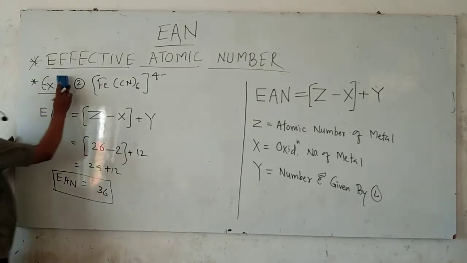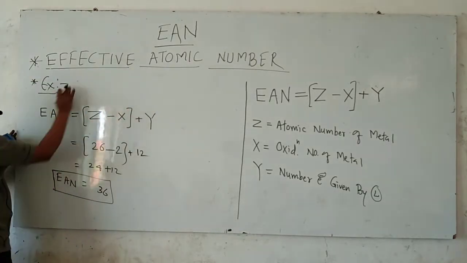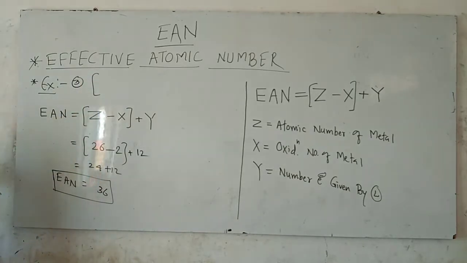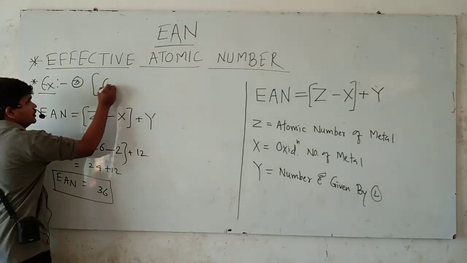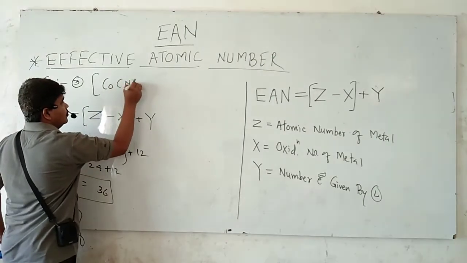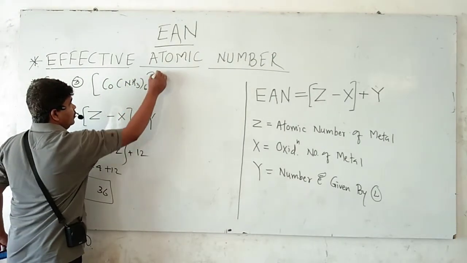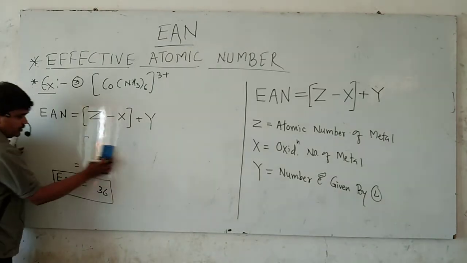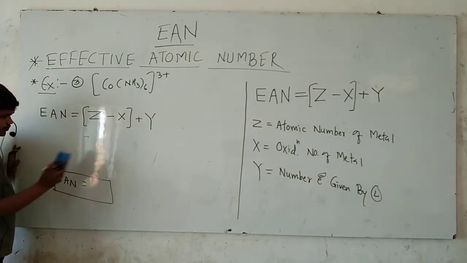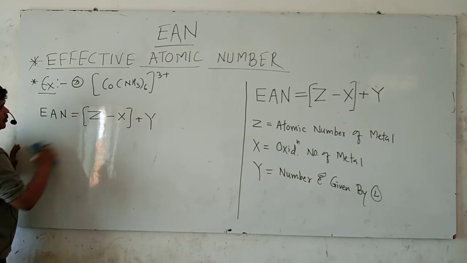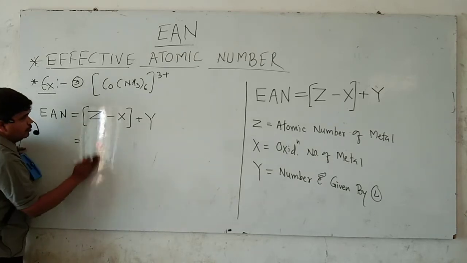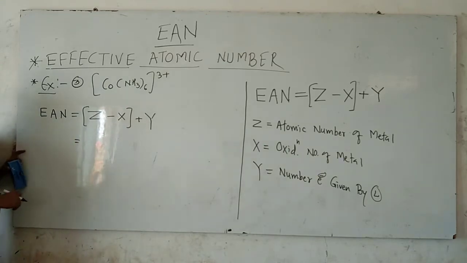Now next complex. Example number 3. Consider the complex [Co(NH3)6]3+. EAN is equal to Z minus X plus Y. What is Z? You can see atomic number of Co.